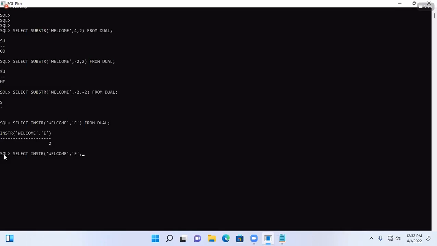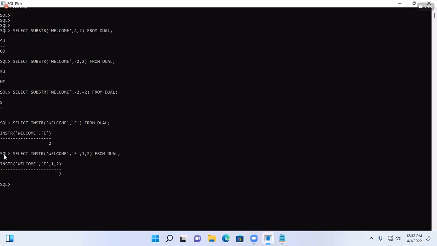The starting position of the character is counted as 1. Where is 1? From W. That means you need to count from W, the starting character. Which occurrence of E did I want? The second occurrence, so 2. Observe: from the starting character, I wanted the second occurrence E character position. How much? 7.